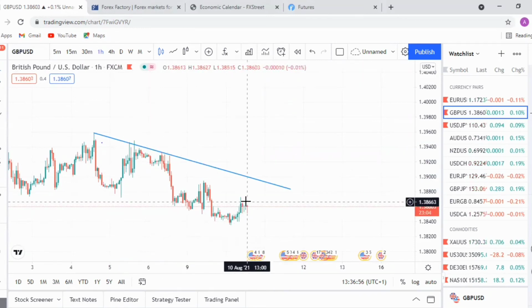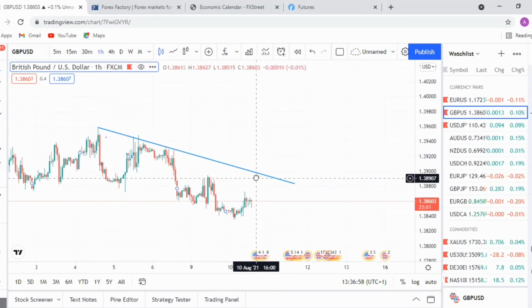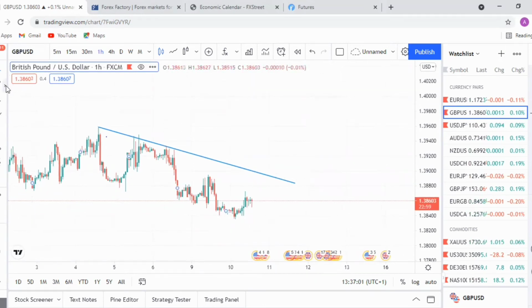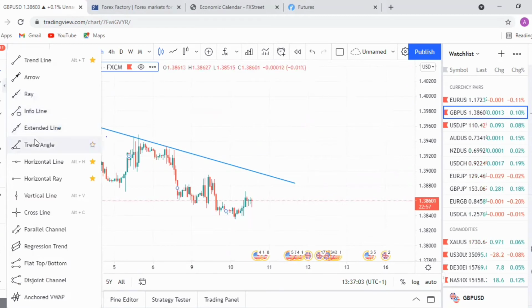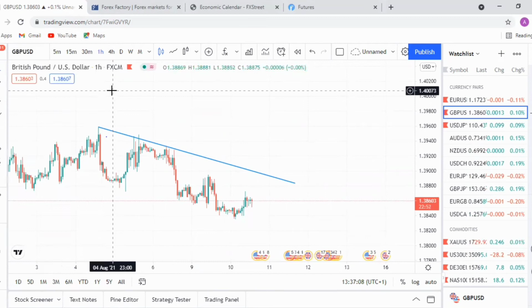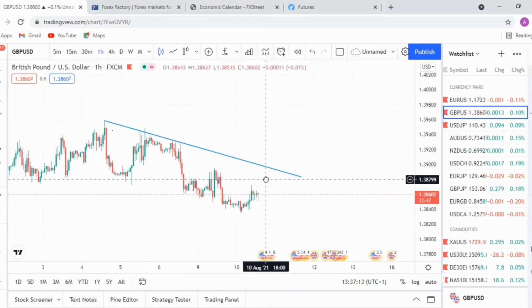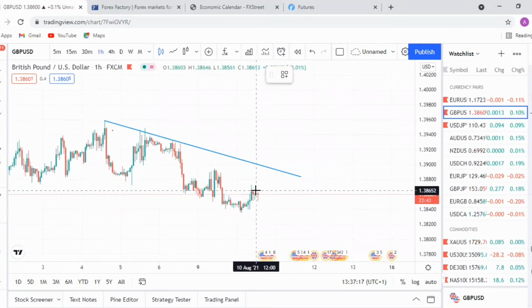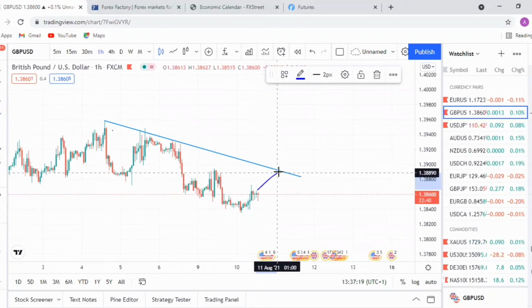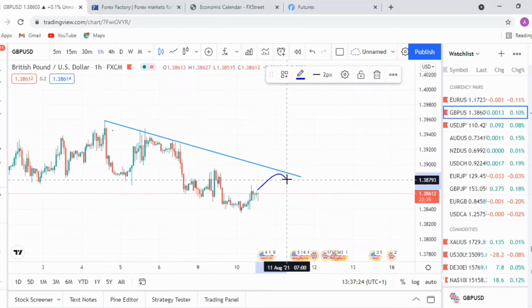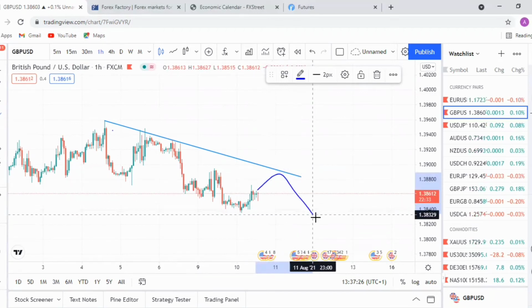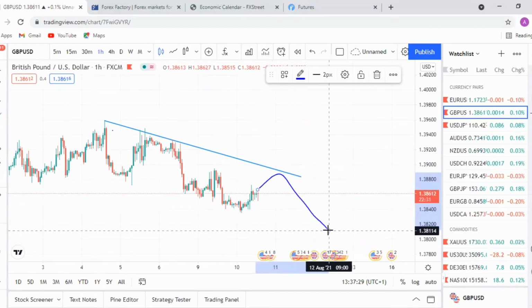So what I'll be doing is waiting for the market to come down to this trend line. And then give me a candlestick pattern that I would sell with.